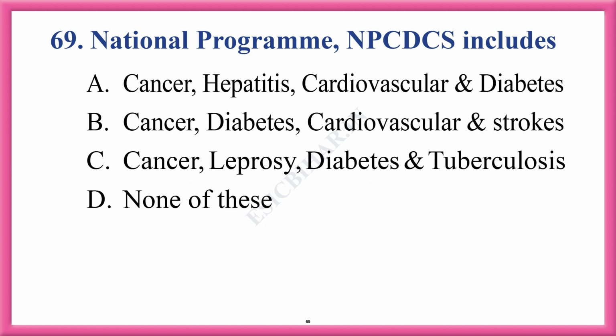Question 69. The National Program NPCDCS includes A. Cancer, hepatitis, cardiovascular diseases and diabetes. B. Cancer, diabetes, cardiovascular diseases and strokes. C. Cancer, leprosy, diabetes and tuberculosis. D. None of these. And the answer is B. Cancer, diabetes, cardiovascular diseases and strokes.